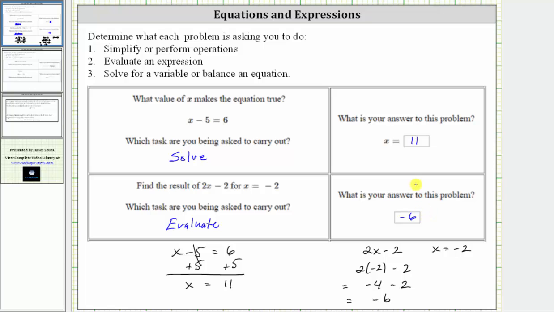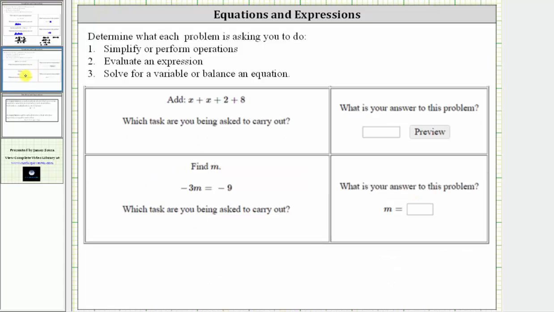Let's look at two more examples. Add x plus 2 plus 8. Notice how this is an expression. We are not given a value of x, but we can simplify this expression by combining like terms. So the task we are asked to carry out is to simplify.